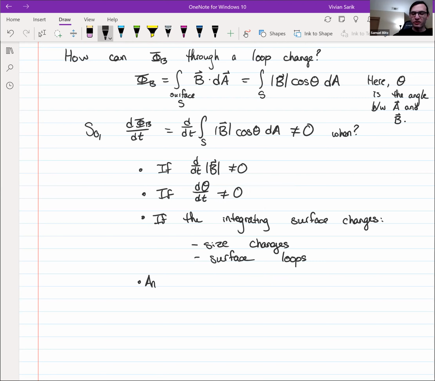Now, the point is you could have that, say, the angle is getting closer to 90 degrees, but the magnetic field is increasing. And so you could have a balancing act, like I said. But the point is these are kind of the independent ways that you could have a changing flux through some loop.